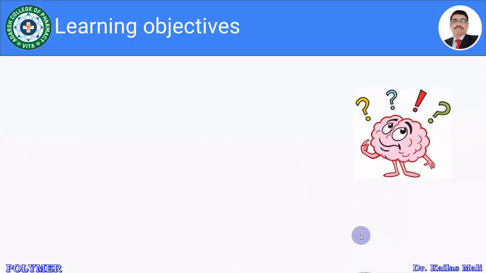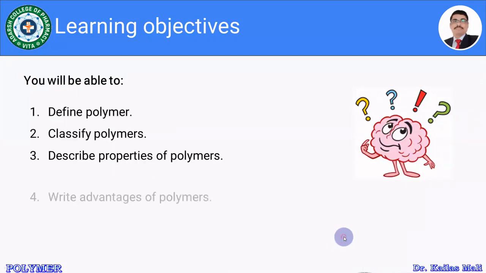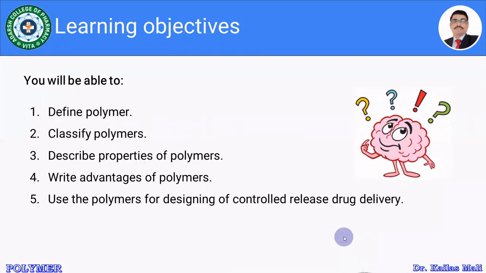Let us see the learning objectives. You will be able to define polymer, classify polymers, describe the properties of polymers, write the advantages of polymers, and use the polymers for designing of controlled release drug delivery.